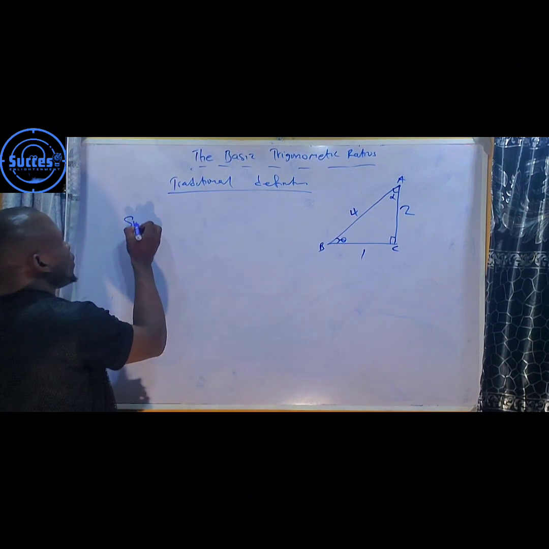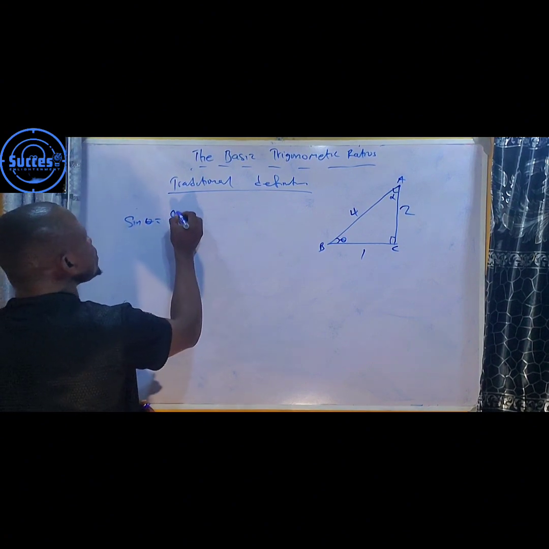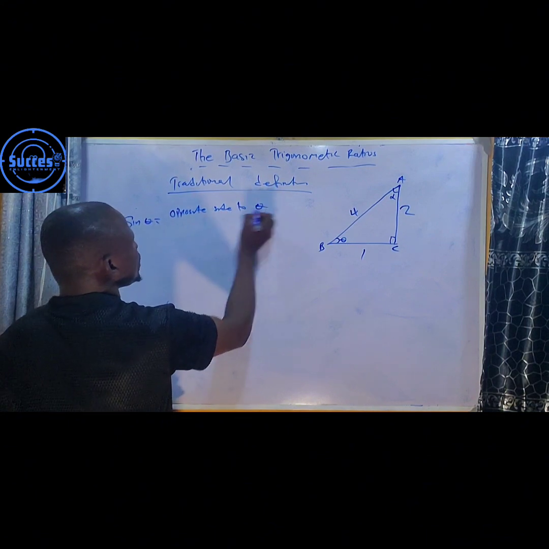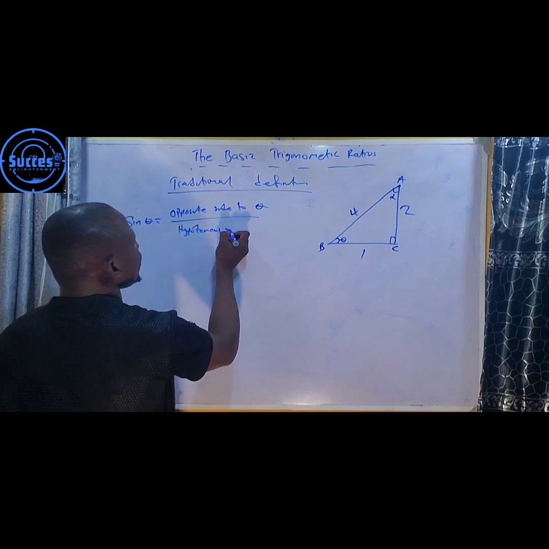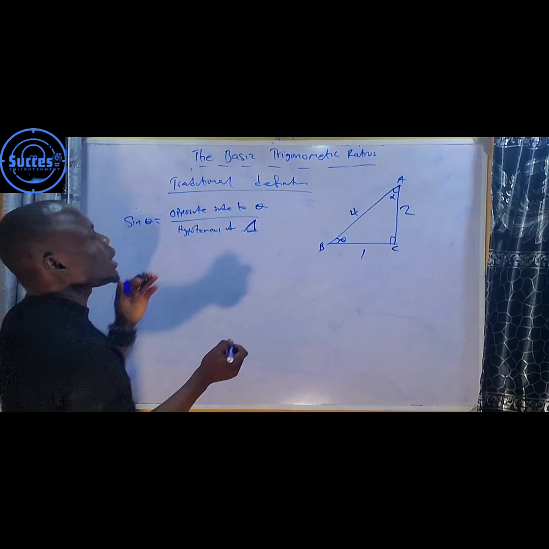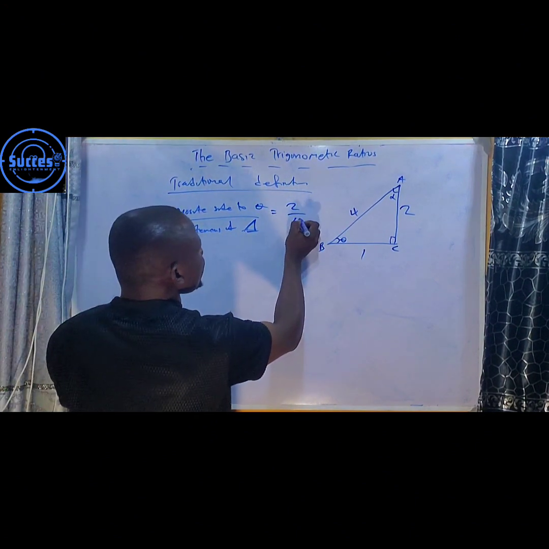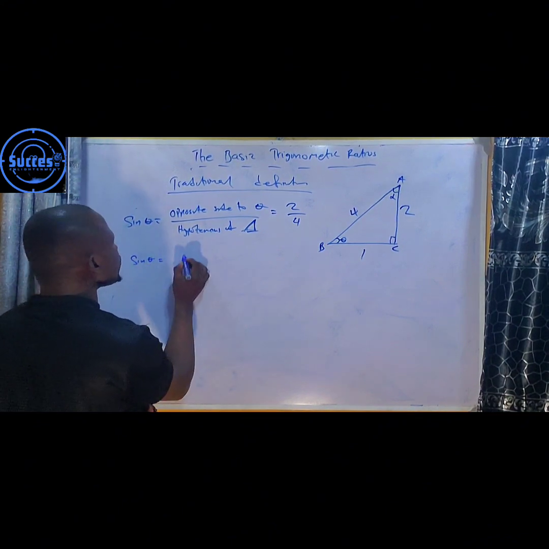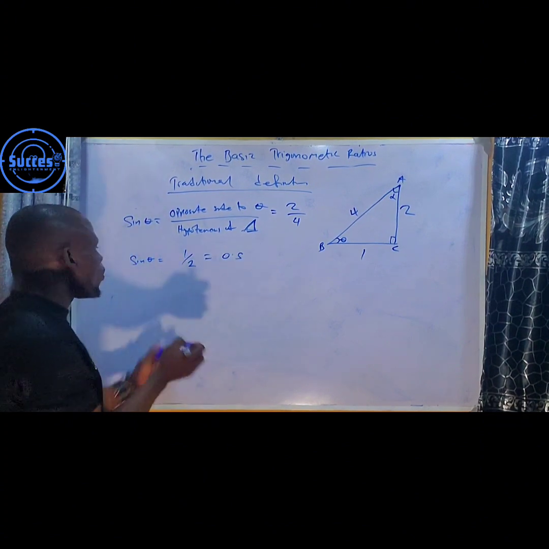Now from here we can find our sin theta. Don't forget, our sin theta is the opposite side to theta over the hypotenuse of the right angle triangle. Now the opposite side to theta is 2, and the hypotenuse is 4. This means that sin theta equals 1 over 2, which is 0.5.